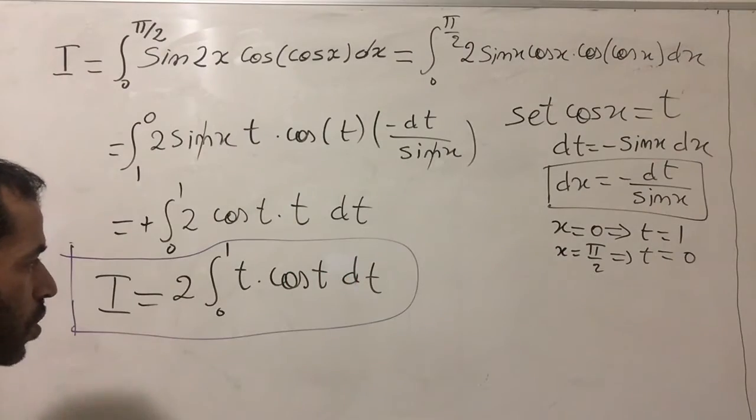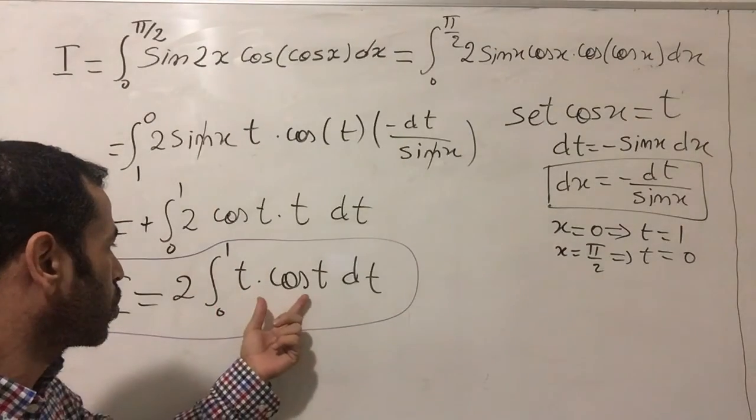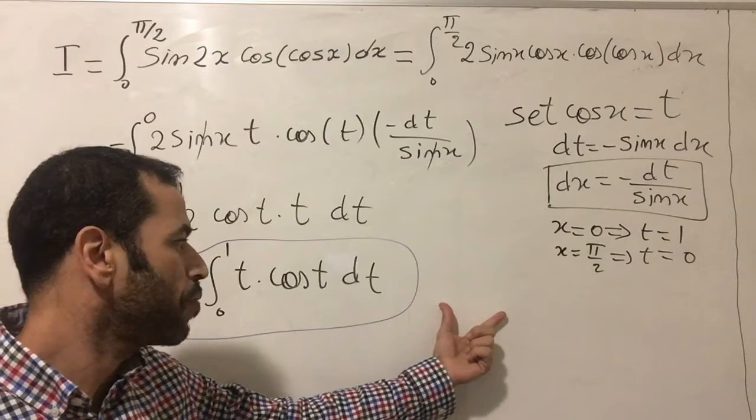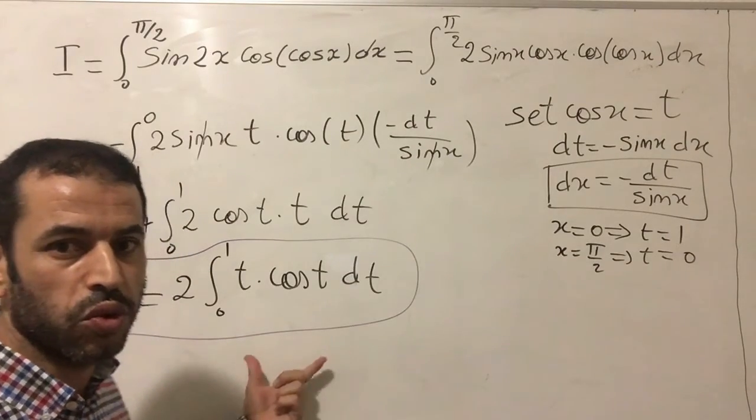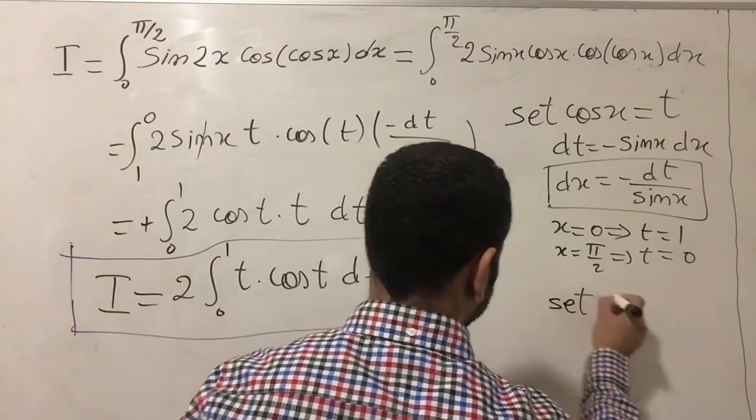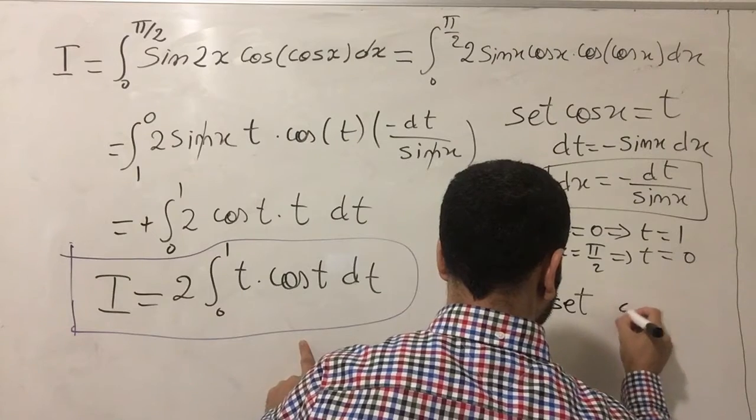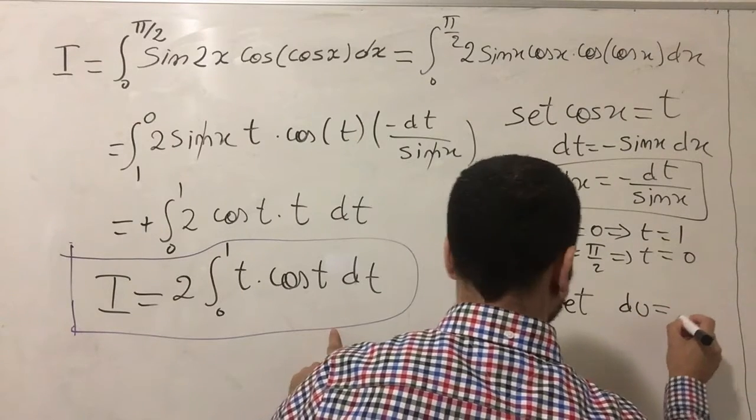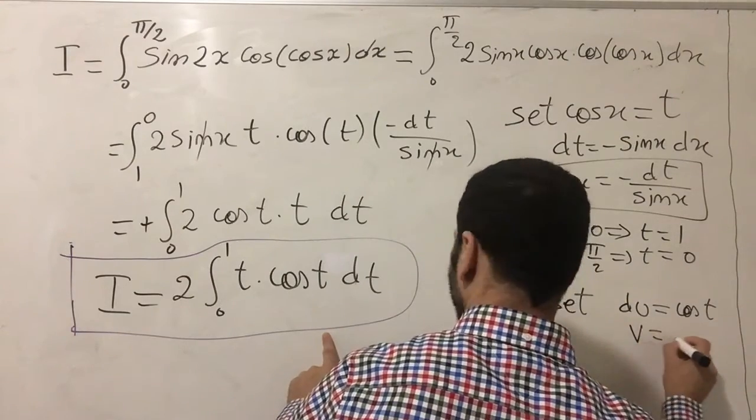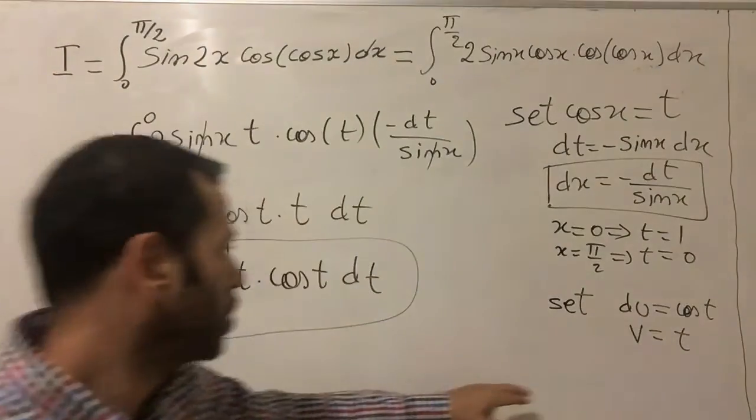Now I see I have two functions here. I have t multiplied by cosine t. Now it's more clear to apply integration by parts as a method to solve this integral. Now let's set dv equal to cosine t dt and u equal to t. Why am I putting dv equal to cosine t?